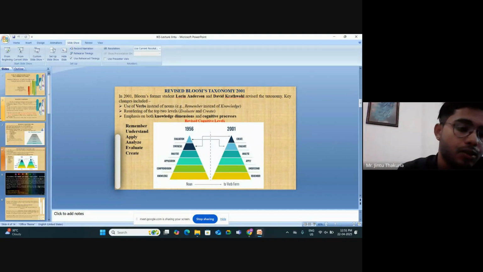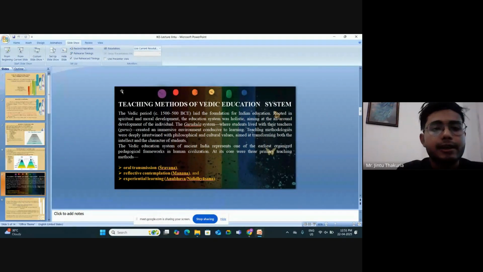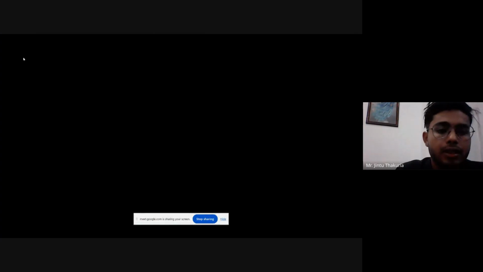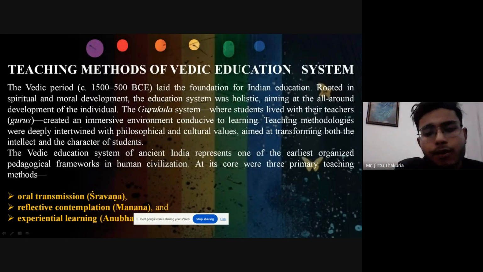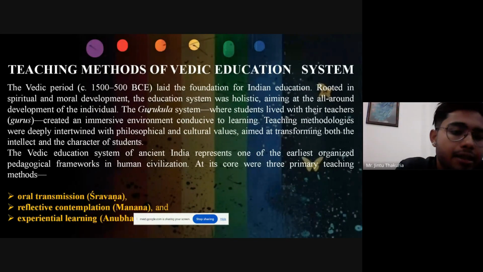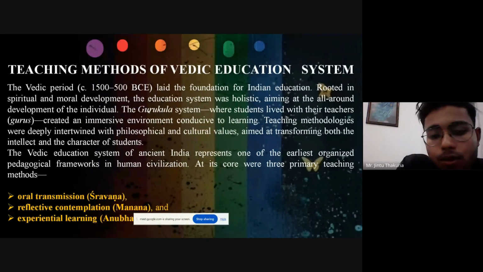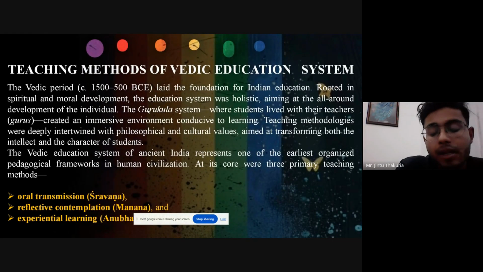Now, coming back to the Indian knowledge system, if we look at the Vedic education system, the teaching methods, we all know that there was the Gurukul system where students had to live with the teachers or the gurus. There were lots of methods used in the Gurukula system, but predominantly there are three methods: Shravana, Manana, and Anubhava or Nididhyasana. That is oral transmission, reflective contemplation, and experiential learning.